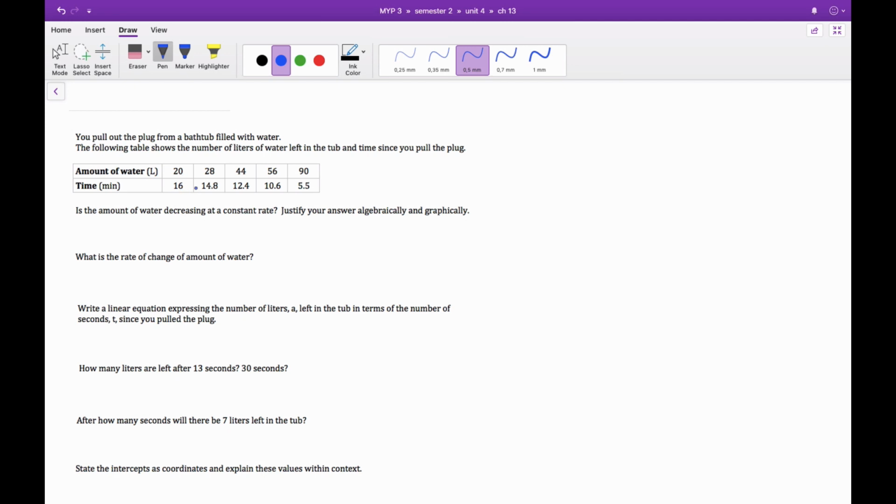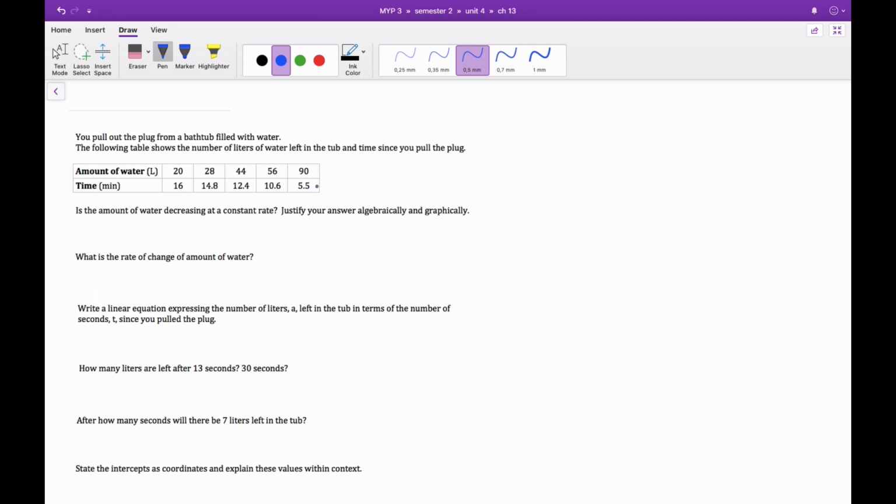And as we can see, as the time decreased, it's kind of giving us the data in a funny way, but that's okay. We just have to recognize that these data points are good. At 5.5 minutes, it's 90 liters. So maybe we can figure out at time zero how many liters of water are in the bathtub originally before you pull out the plug. That'd be kind of interesting to find out.